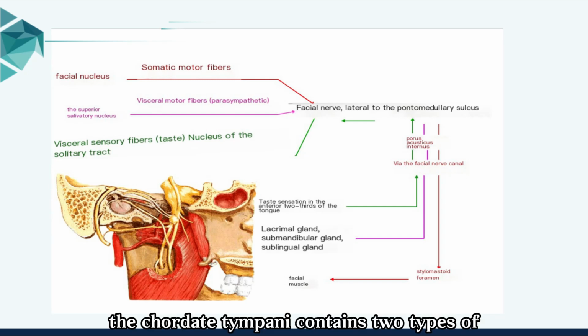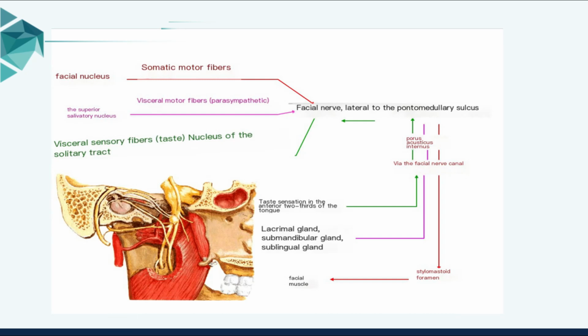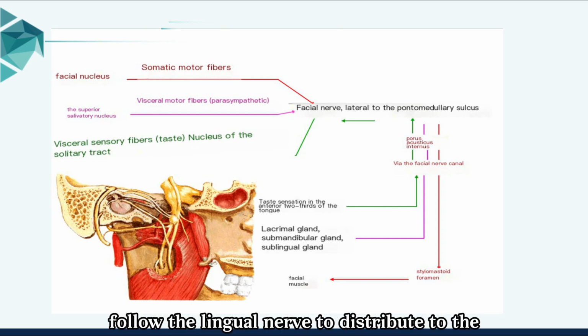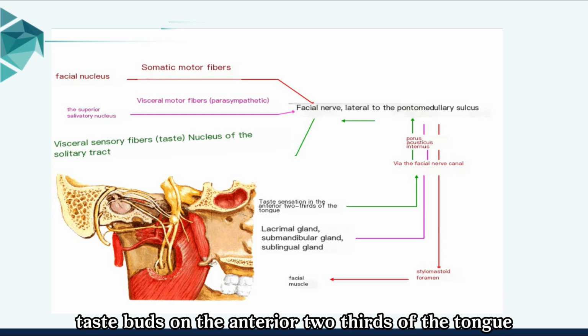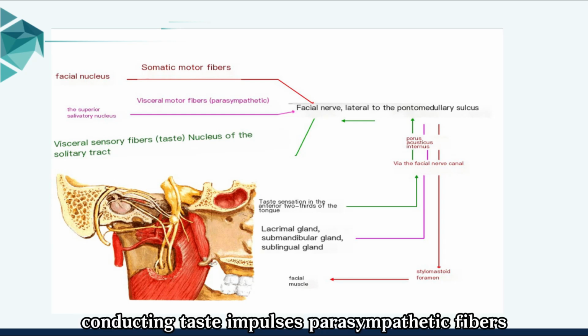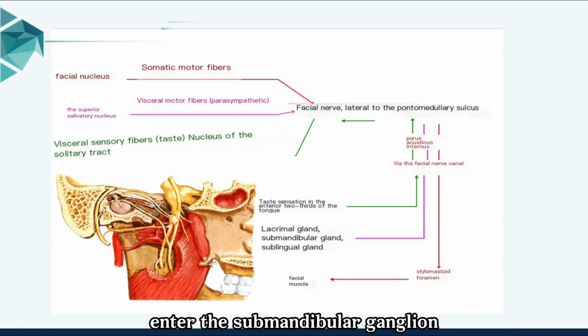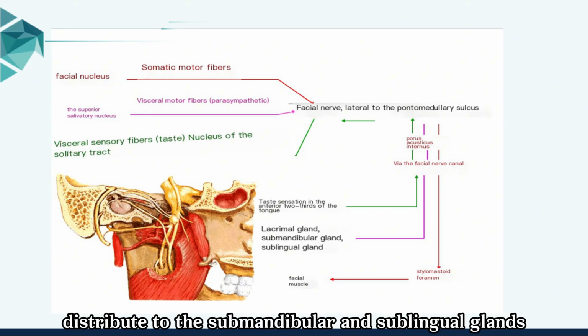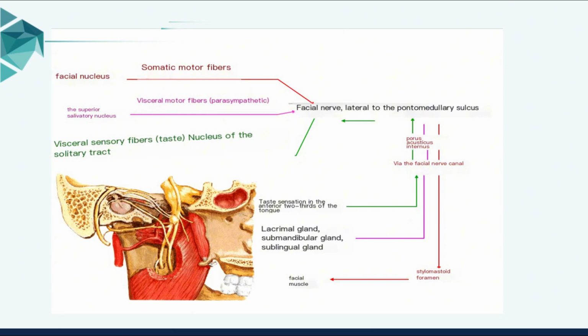The chorda tympani contains 2 types of fibers. Taste fibers follow the lingual nerve to distribute to the taste buds on the anterior 2/3 of the tongue, conducting taste impulses. Parasympathetic fibers enter the submandibular ganglion below the lingual nerve, synapse there, and the postganglionic fibers distribute to the submandibular and sublingual glands, controlling their secretion.